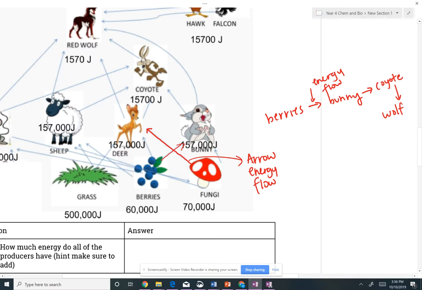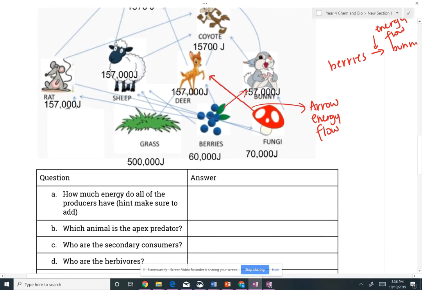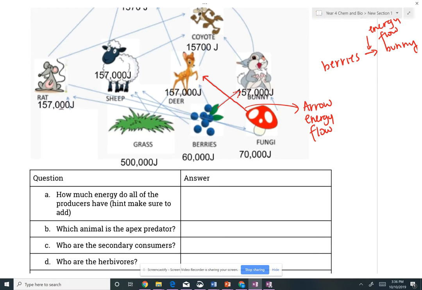So what you have to think about is this food web is just a bunch of different food chains that are combined together, and we're just putting them all on the same page. So again, now they're asking us how much energy do all the producers have. What I do is I find my producers. My producers are typically going to be at the bottom. And right here are all my producers, my grass, my berries, and my fungi. And now I have to figure out how much energy they have.